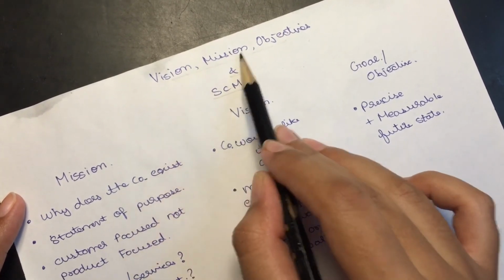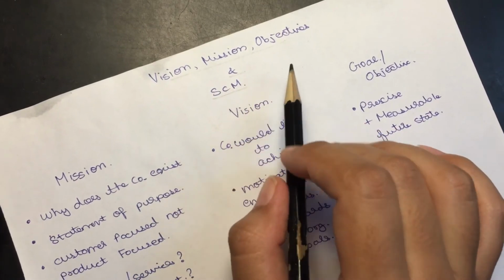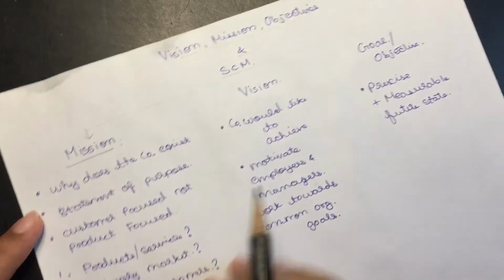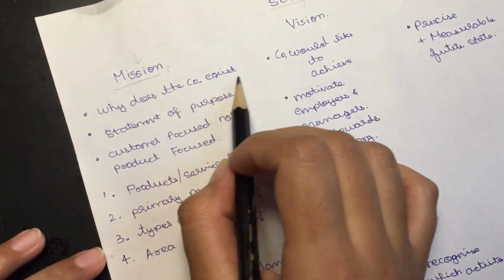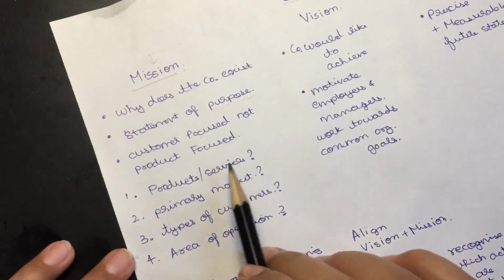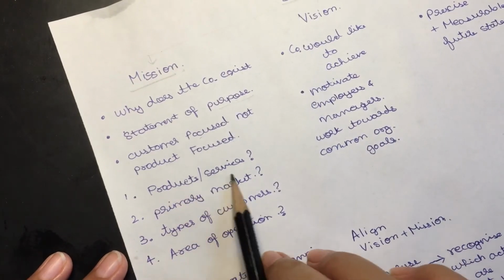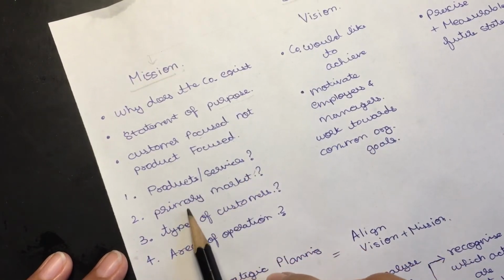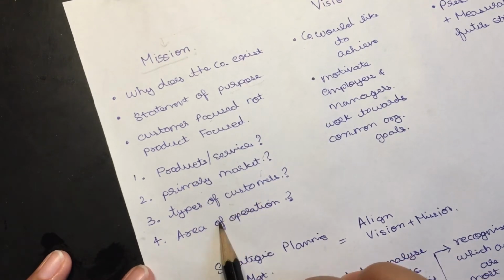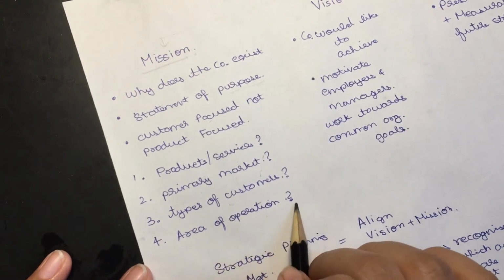Next, we have the vision, mission, and objectives of a company and how it's related to strategic cost management. First, we have the mission, that is, it tells us why the company exists. It gives us a statement of purpose. It is customer focused and not product focused. It answers the following questions. One is, what kind of products or services will the company offer? Second is, which is the primary market for its offering? Next is, what type of customers does the company seek to target? And the next is, what is the area of operation, that is geography.